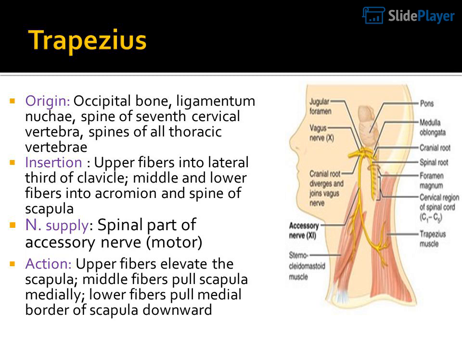Origin, occipital bone, ligamentum nuchae, spine of 7th cervical vertebra, spines of all thoracic vertebrae. Insertion, upper fibers into lateral third of clavicle, middle and lower fibers into acromion and spine of scapula. Nerve supply, spinal part of accessory nerve, motor. Action, upper fibers elevate the scapula, middle fibers pull scapula medially, lower fibers pull medial border of scapula downward.